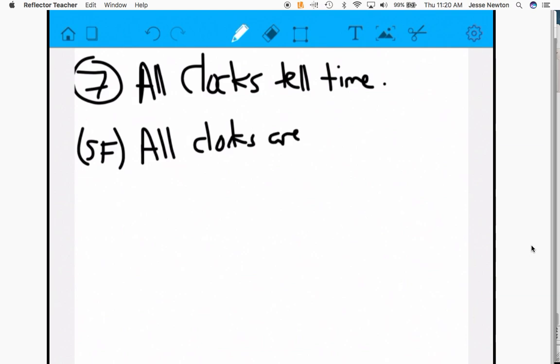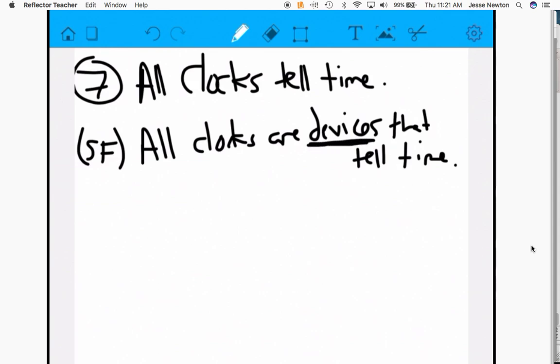So what we need to do is add a couple of terms here. All clocks are, and you could say a lot of different things. I'm just going to say devices that tell time. You could, if you wanted, have said all clocks are machines that tell time, or things that tell time. The key thing here, and I know I keep repeating, is you just need a noun term right there. Notice tell time, that's not a noun. You need a noun term in the predicate so that you name a class.